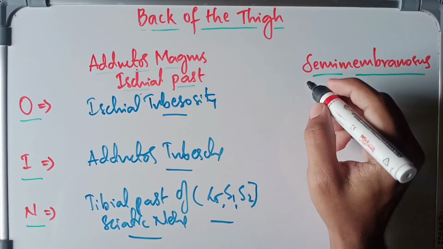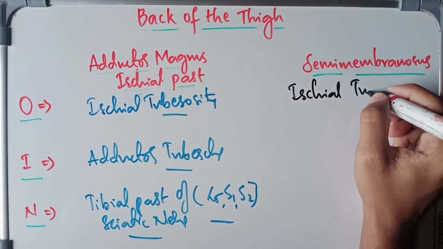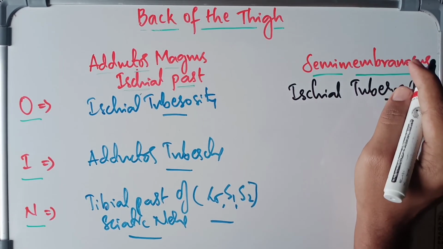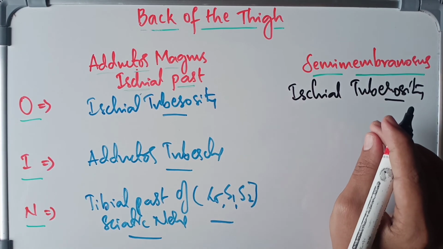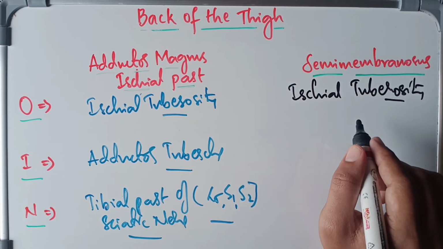So now moving on to another muscle, the semimembranosus. Semimembranosus origin is again from the ischial tuberosity. If you want to go into detail, it arises from the upper lateral part of the quadrilateral area of the ischial tuberosity. That's where it takes its origin.